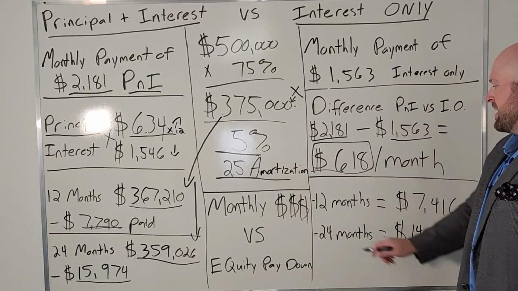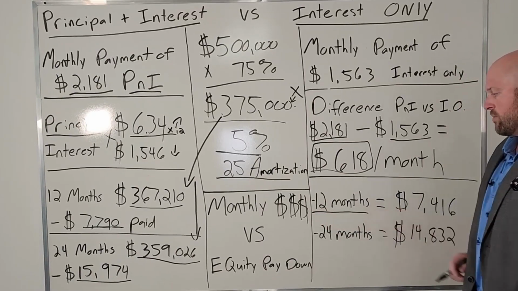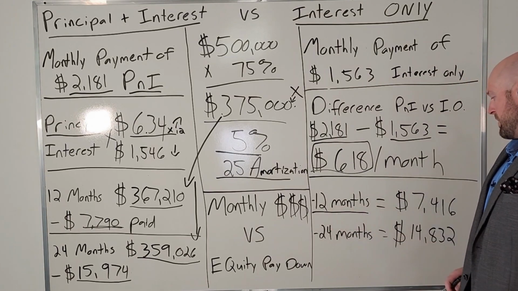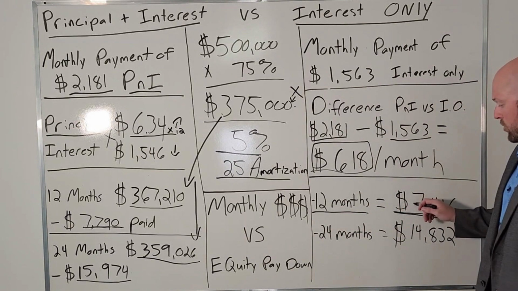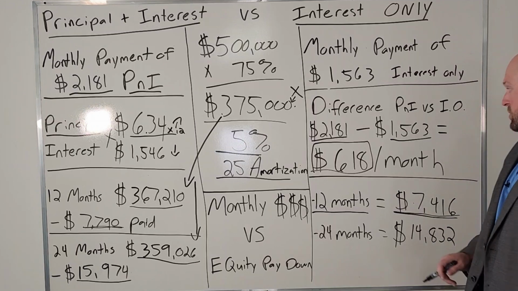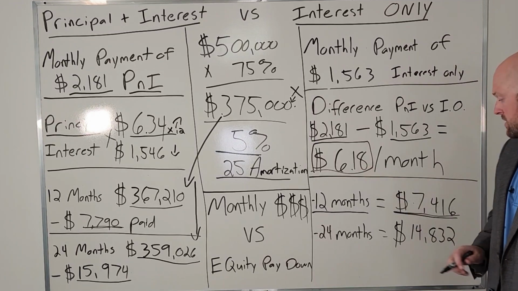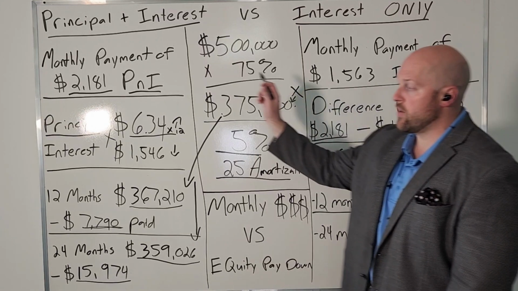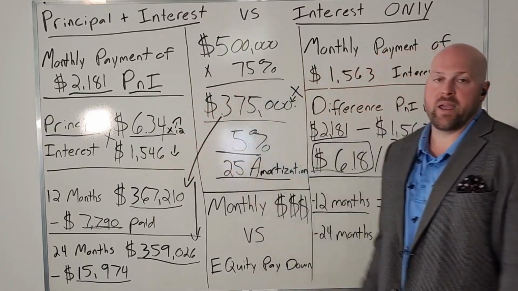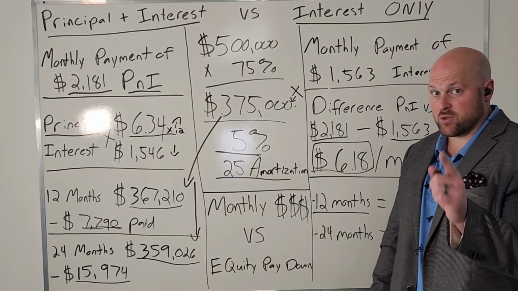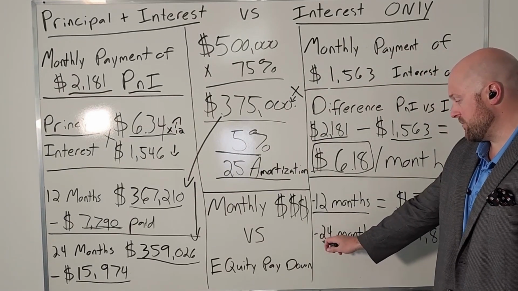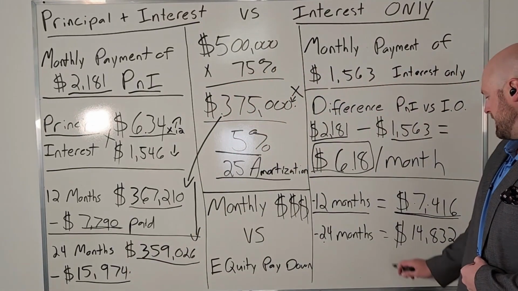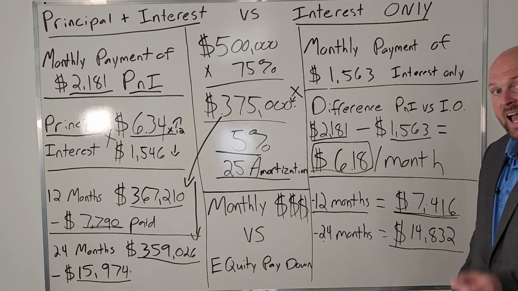Now, after a period of 12 months, we showed you exactly how much we paid down. So over here, 12 months, this is how much you actually made more in cash flow. If you take this $618 times 12, this is how much more cash flow you would have made than you made on the principal and interest side. So let's strictly look at the cash flow. After 24 months, instead of paying down this much equity, you made this much more cash flow.